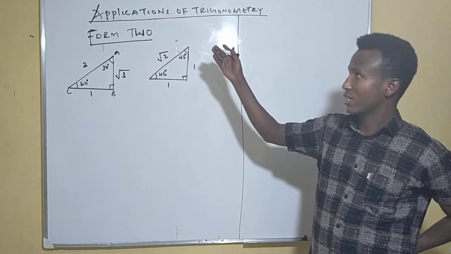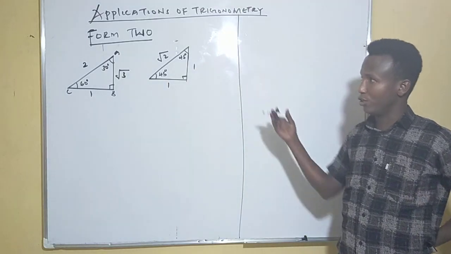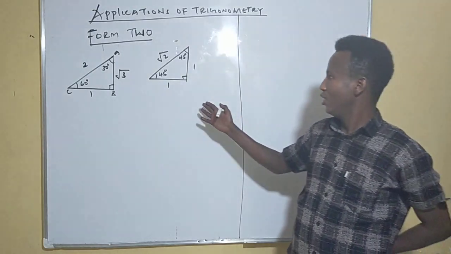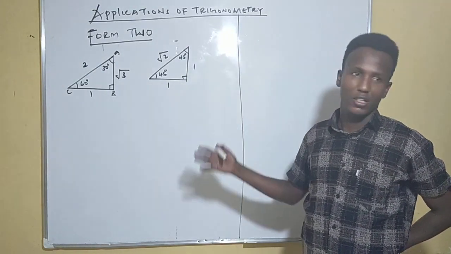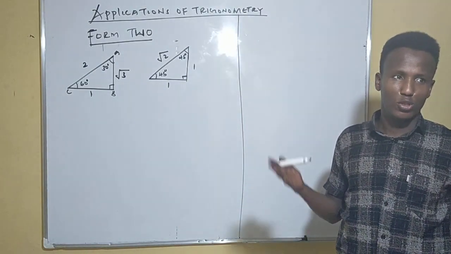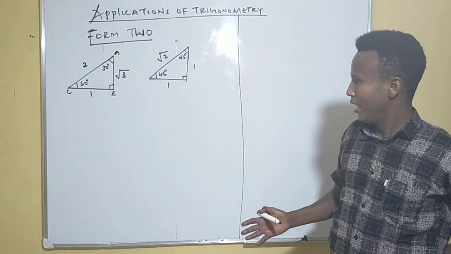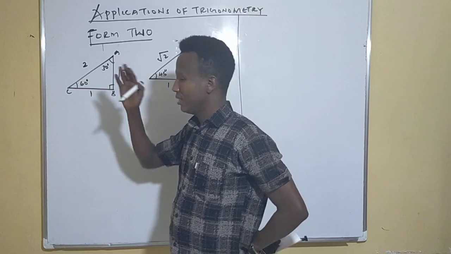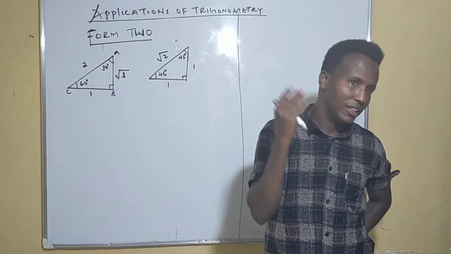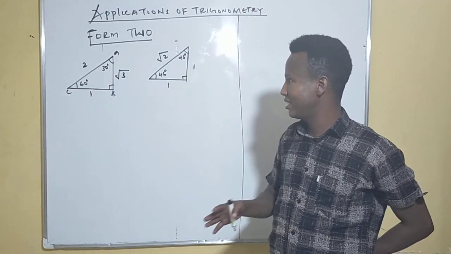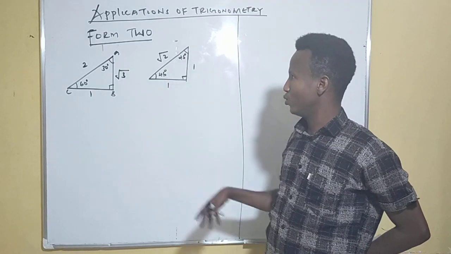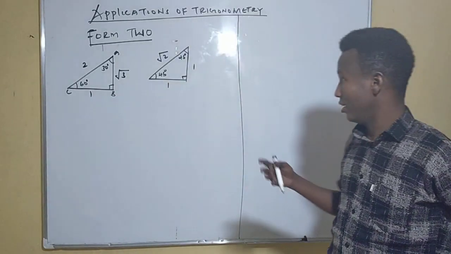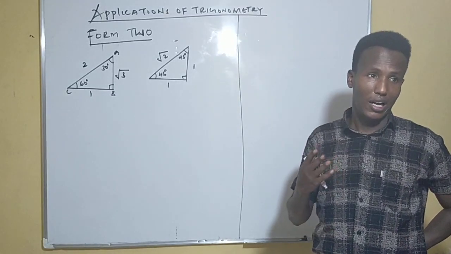Welcome back. We are going to discuss applications of trigonometry, form 2. The reason why we have two triangles here is that we are going to solve questions based on trigonometric ratios without using tables or a calculator. The first triangle is used to look for the value of sine, cosine, and tan of 30 and 60, while the second triangle is used to look for the value of sine, cosine, and tan of angle 45.